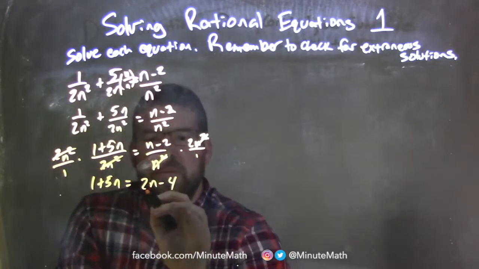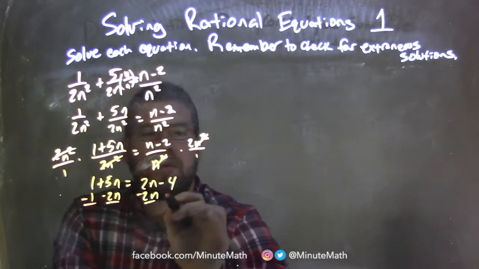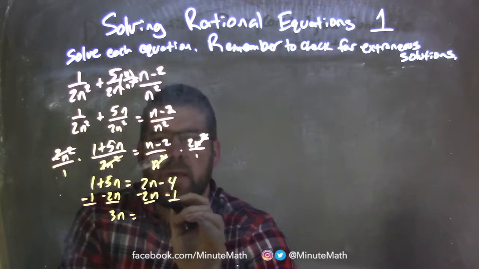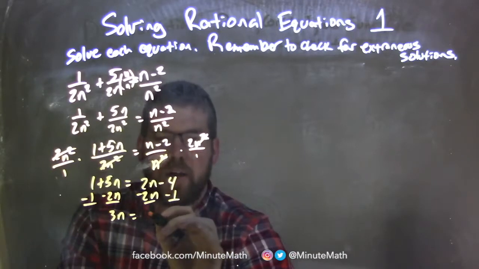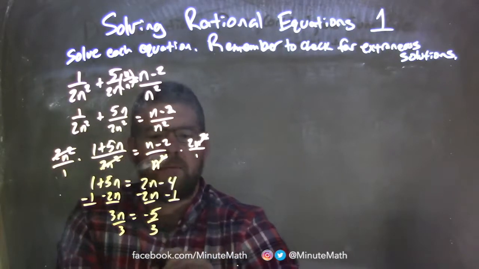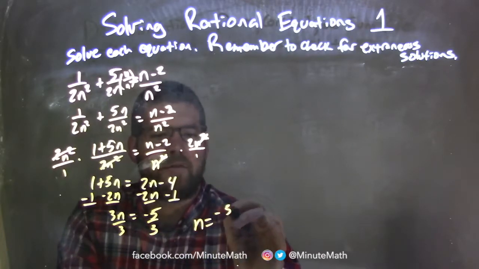Okay, distribute that 2 across. So now let's bring our like terms together. So I'm going to subtract 2n at both sides, and I'm going to subtract a 1 at both sides. That gives me 3n is equal to, right, negative 4 minus 1 is negative 5. And then I'm going to divide by 3 to both sides, giving me my final answer here, which is n equals negative 5/3.